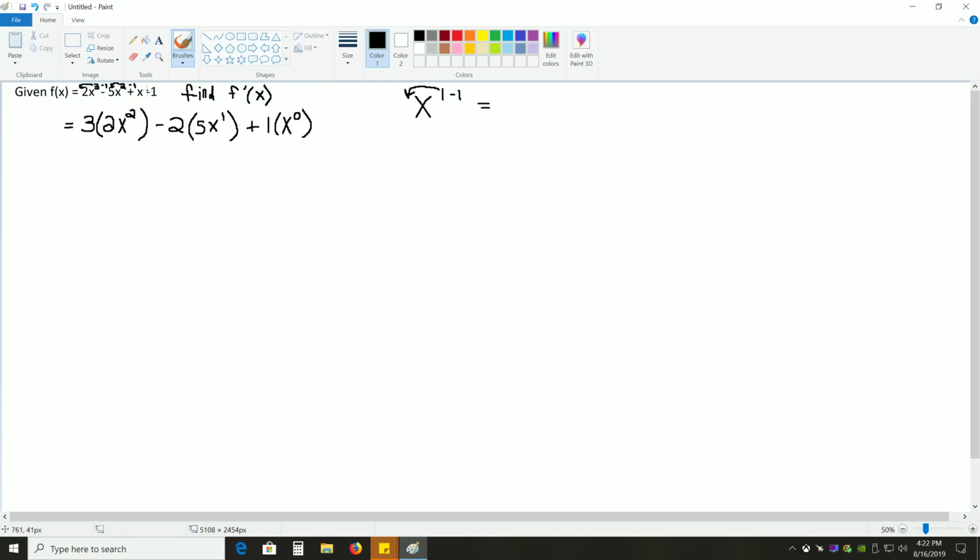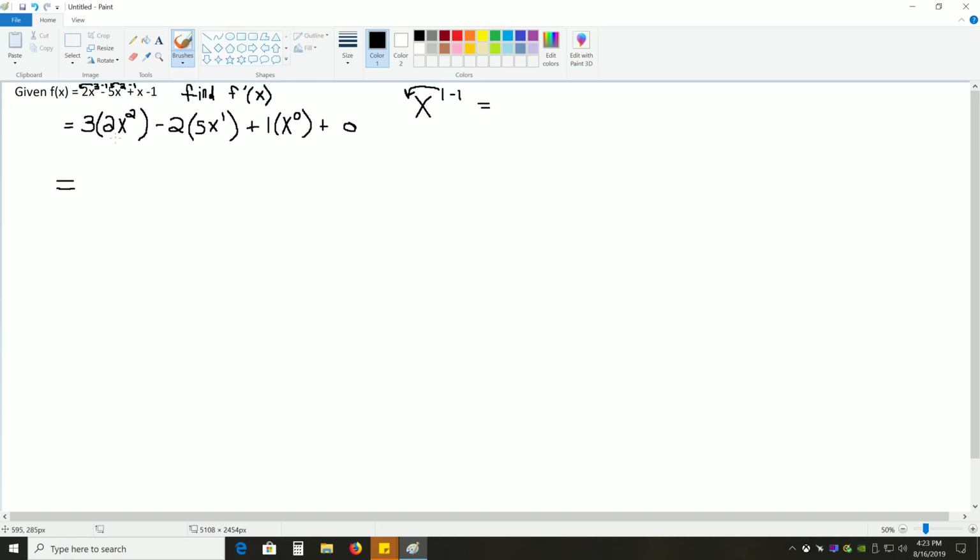And finally, we have the derivative of negative 1. The derivative of negative 1, or the derivative of any constant, meaning if there's no variable with it or no x, is just always going to be 0. So the derivative of minus 1 gives us that plus 0 there. So now we can start simplifying all of this.